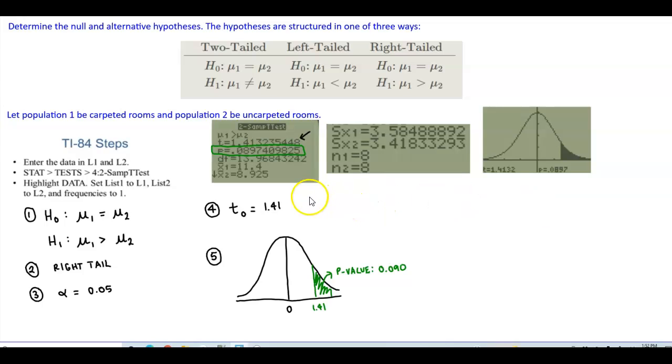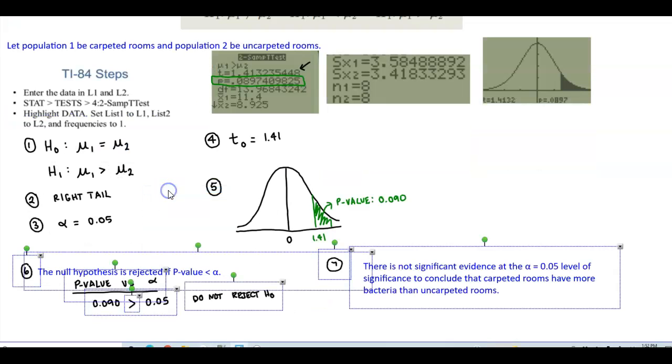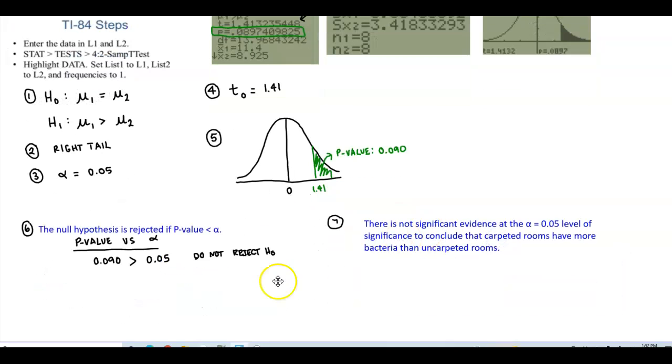Now we need to compare the p-value with the significance level. So let's go ahead and do that. In step 6, remember that the null hypothesis is rejected if the p-value is less than alpha. Well, the p-value is 0.090, and it's greater than the significance level, so we do not reject the null. Therefore, we're going to say that there is not significant evidence at the alpha equals 0.05 level of significance to conclude that the carpeted rooms have more bacteria than uncarpeted rooms.